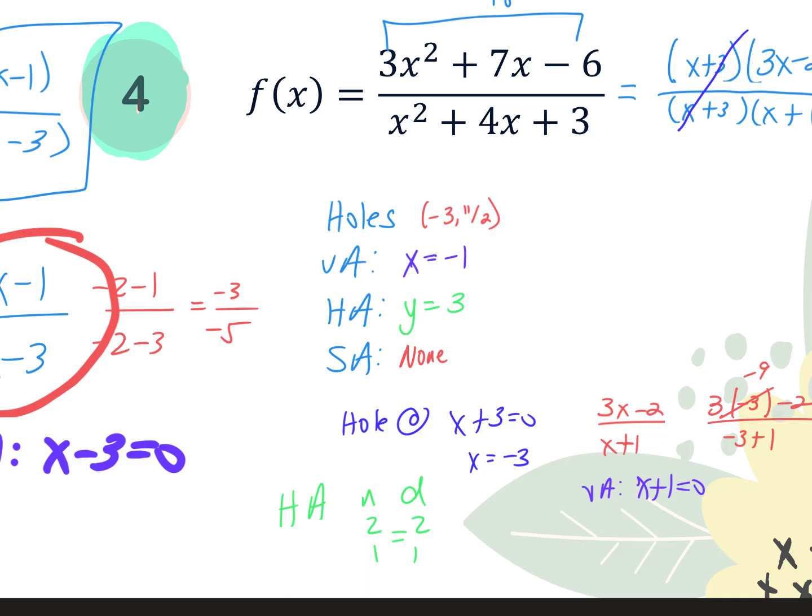Does anybody have any questions so far? We okay? It's the leading coefficient of the numerator over the leading coefficient of the denominator. So 3 over 1. Whenever the degrees are the same.